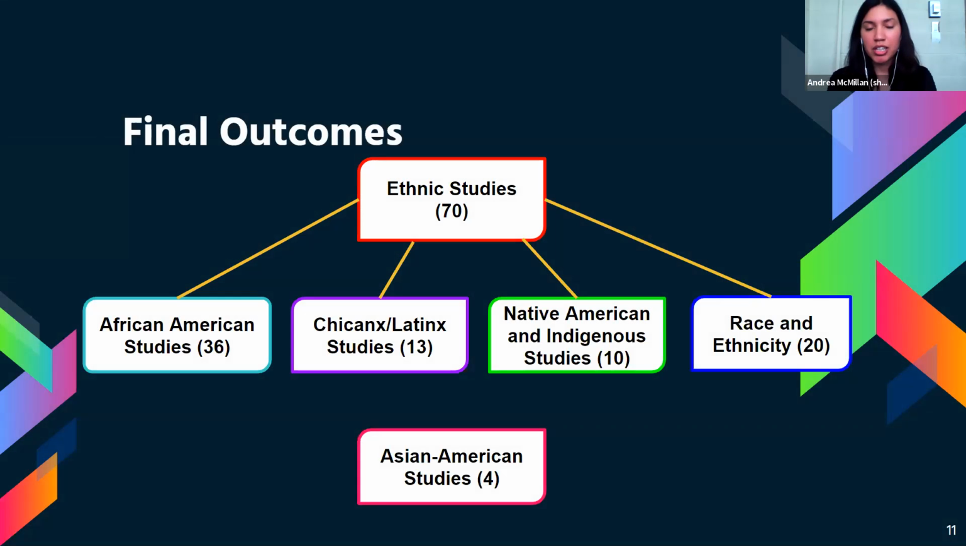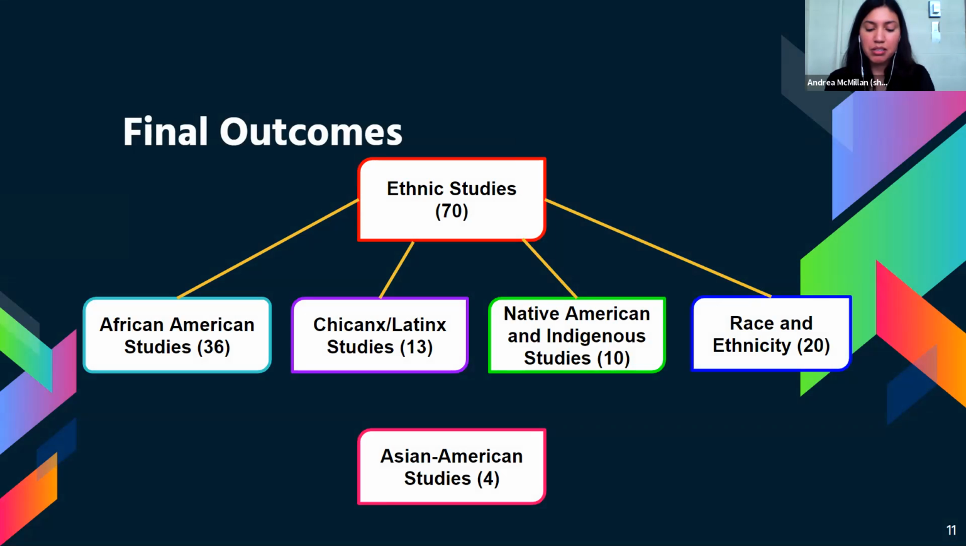So here are the final outcomes from our original project. When we started, there were 70 databases listed under the term ethnic studies. We broke this term out initially into the 4 categories of African American studies, Chicanx/Latinx studies, Native American and Indigenous studies, and race and ethnicity. Asian American studies was included a couple of months after our first change.